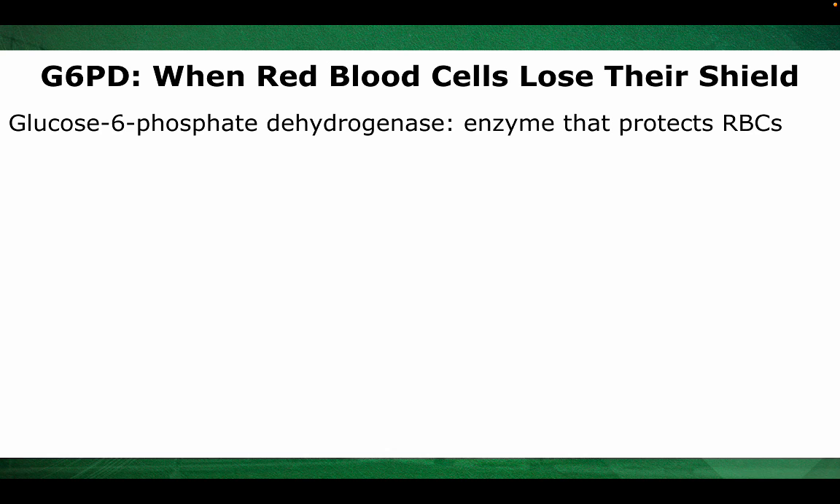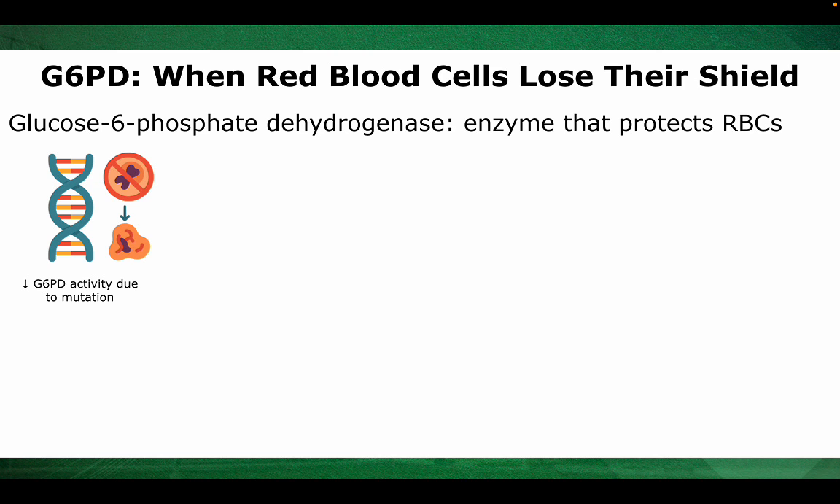Next, we have G6PD deficiency, or glucose 6-phosphate dehydrogenase deficiency. G6PD deficiency is a common inherited condition where the body doesn't make enough of the enzyme G6PD. This enzyme helps protect red blood cells from substances that cause oxidative stress. Oxidative stress is a type of chemical change.